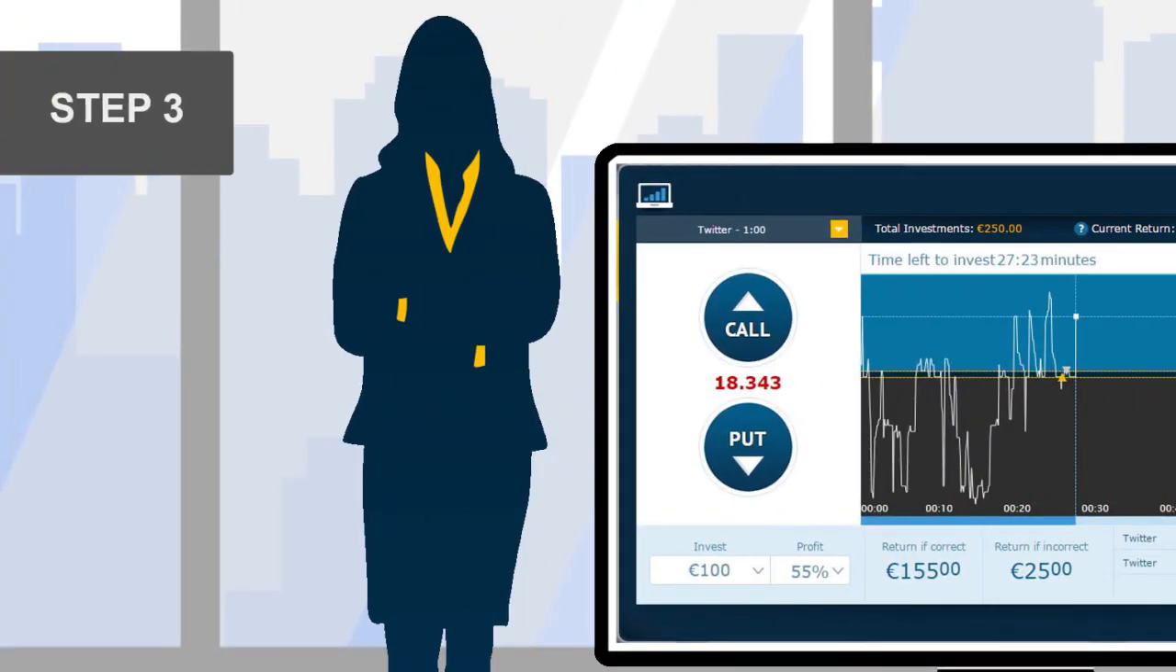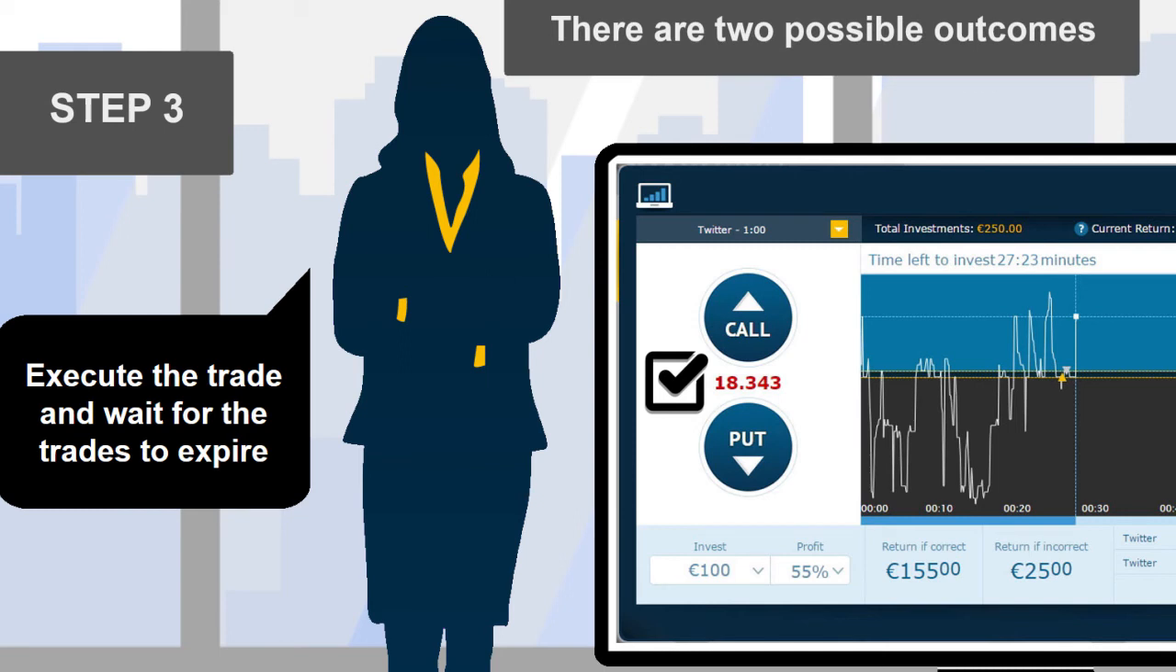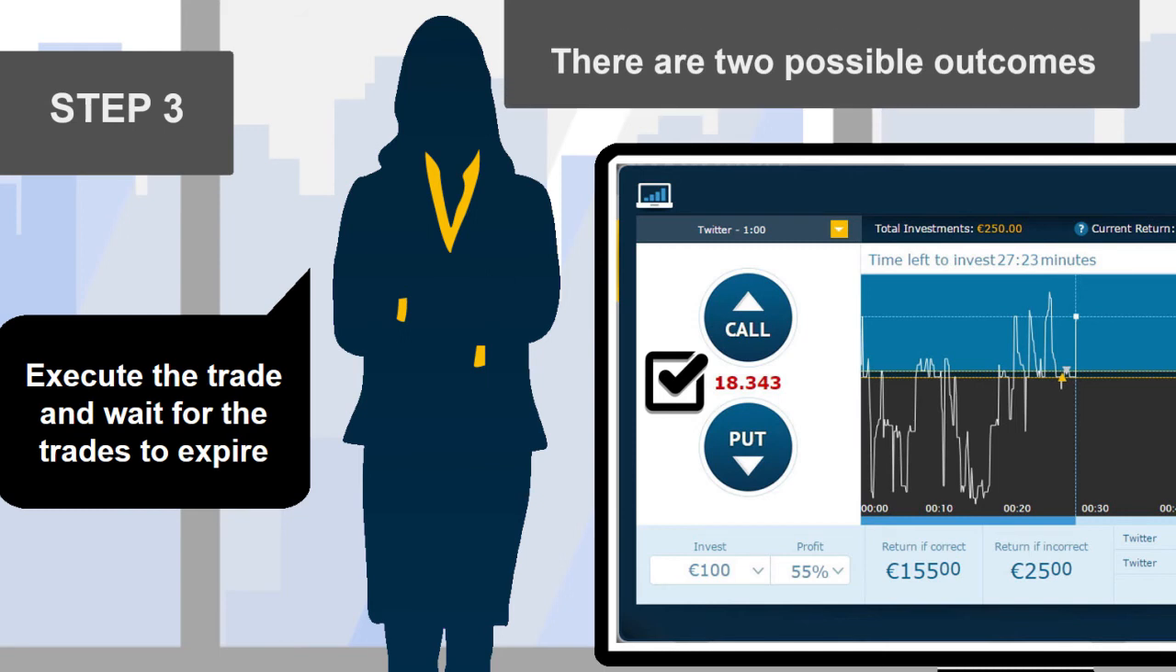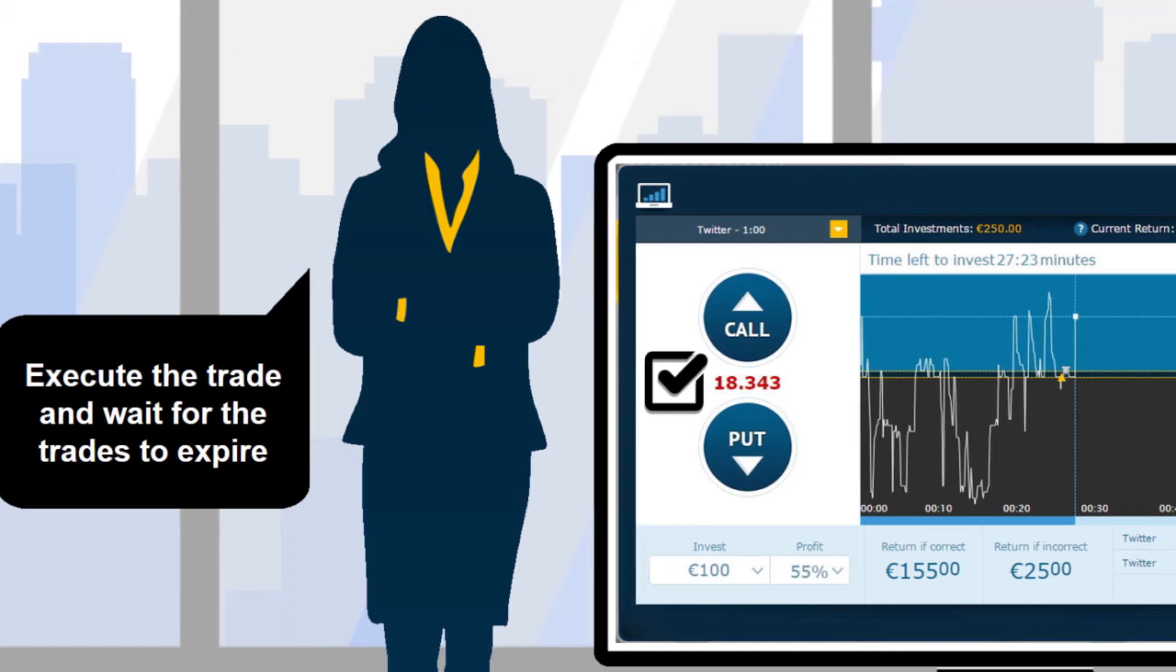With these payout ratios selected, invest 150 euros for the primary trade and 100 euros for the secondary trade. Step 3. Once we have decided on the payout ratio for both the primary and secondary trades, simply execute the trade and wait for the trades to expire. Upon expiry, you will have 2 possible outcomes.